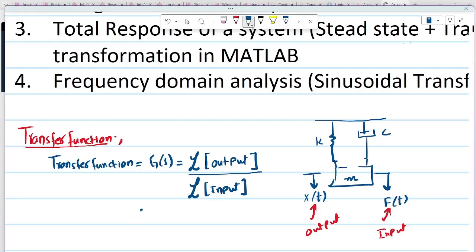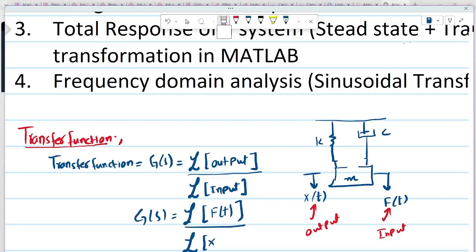So g of s will become the Laplace transform of, sorry, it's x of t divided by f of t. So Laplace transformation of output divided by Laplace transformation of input. That's all what the transfer function is.